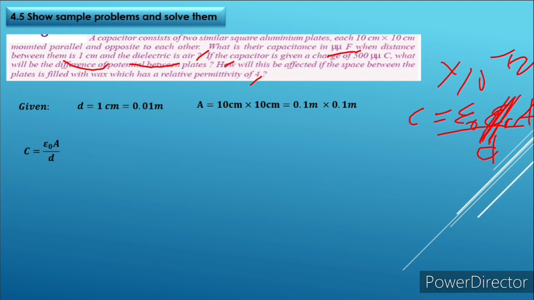So let's substitute the values into our formula. C is equal to 8.854 times 10 raised to -12.